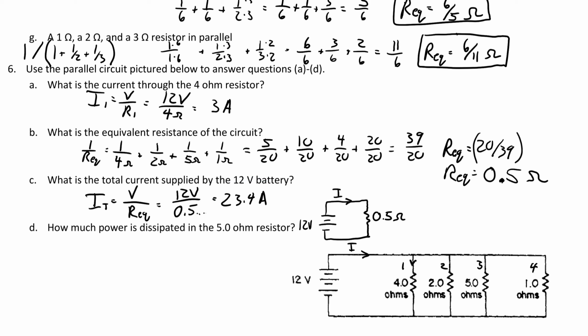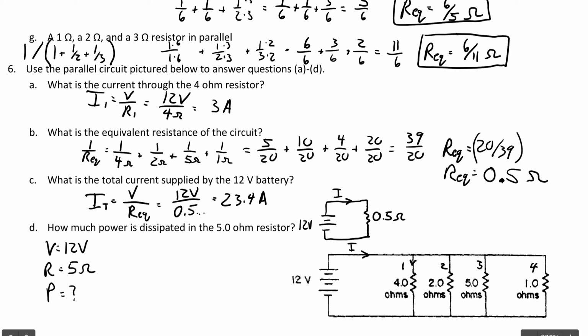So now it says how much power is dissipated in the 5 ohm resistor. You have to look at what we have. So the voltage is 12 volts. The resistance is 5 ohms. Could we find the current at this point? Yes, we could. But they're just looking for the power. So if you feel like finding the current, you can.